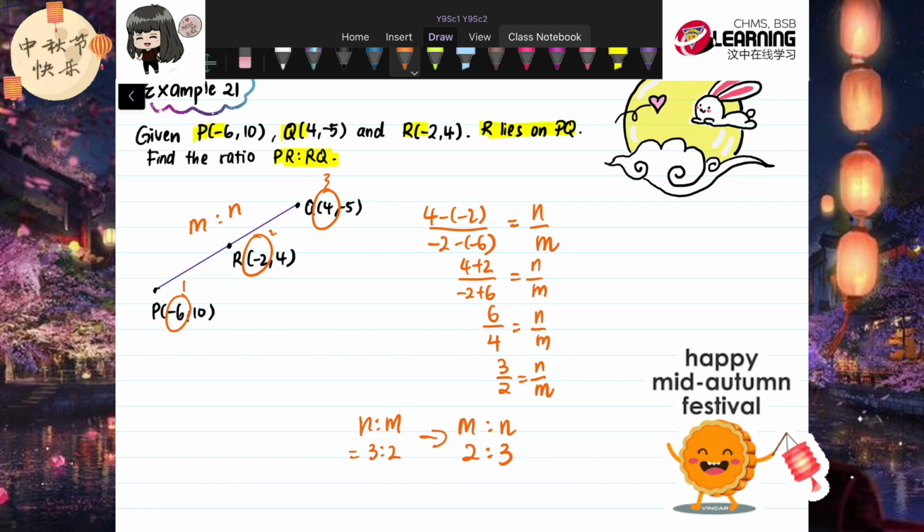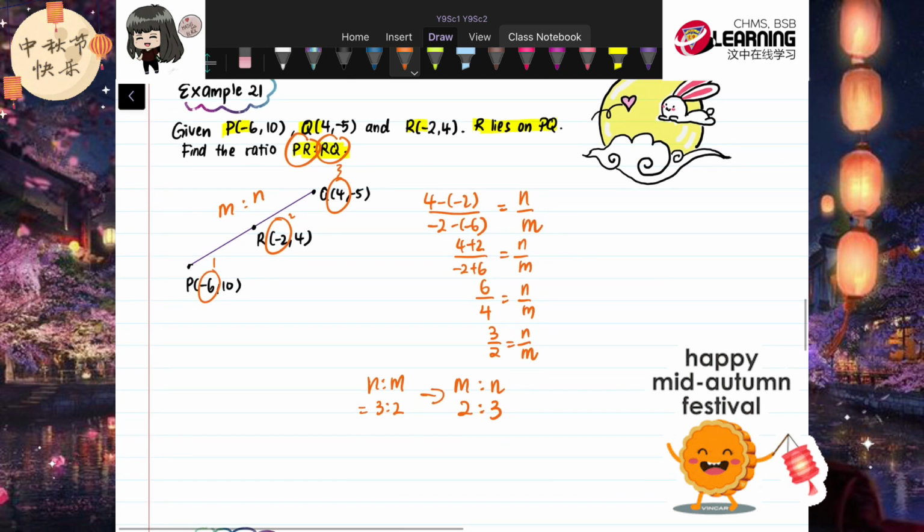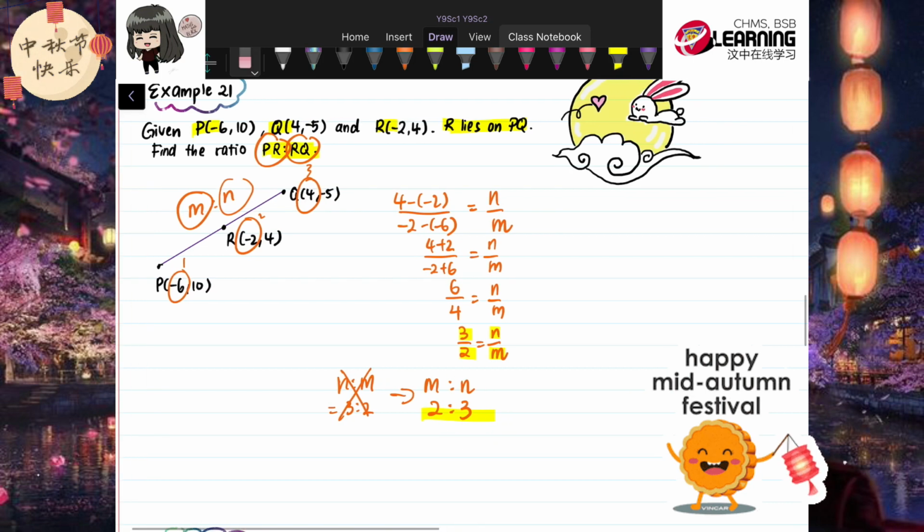But then what we want is PR to PQ to RQ, right? So PR is basically your M, so 2 comes first. And then RQ is your N, so N after that. Okay, so it's definitely not this one, it's this. This is your answer. Okay, you follow this. You see, N is 3, M is 2. So your M is 2, N is 3 like this. This is your answer.